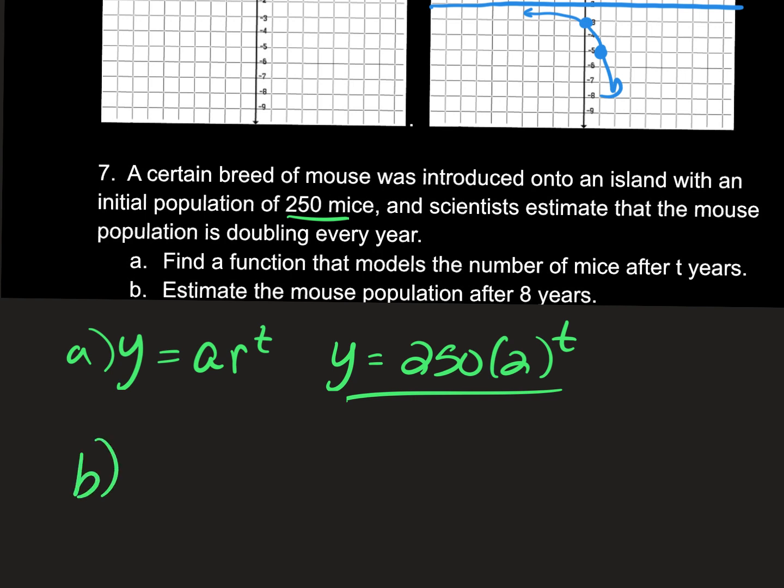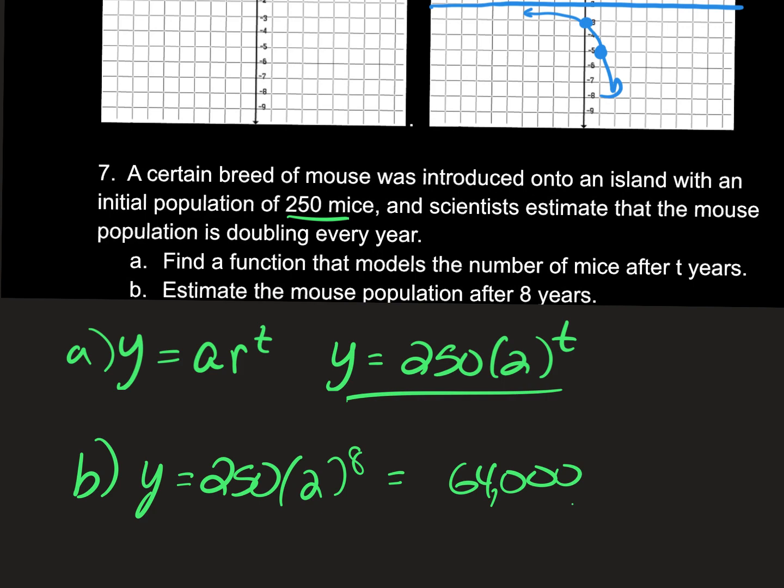Part B, it says after 8 years, so all I'm going to do for part B is punch in 250 times 2 to the 8th power into the calculator and see what happens. Be careful when you do this. If you just type it in just like you see it, it'd be okay. I'm struggling today. Sorry about this, guys. I'm getting 64,000. That's a bunch of mice. Not sure why anybody would do that.